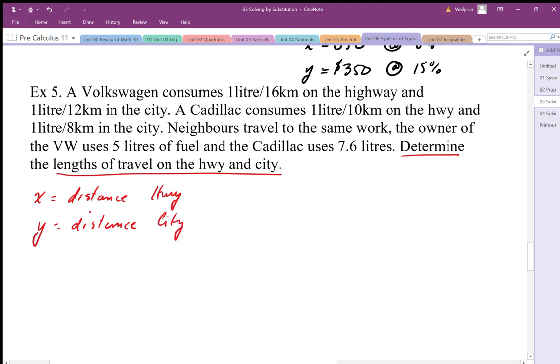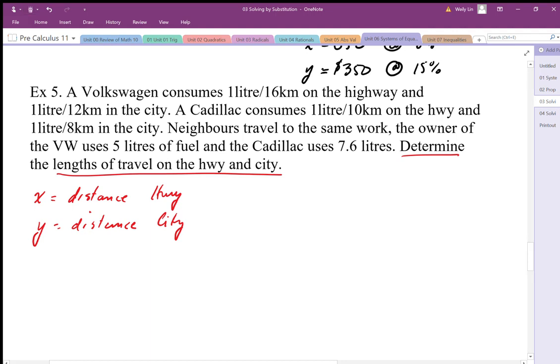We don't really know the total distance, but we're trying to find the length of travel for just highway and just city. Okay, how are we going to do this? What are our two relationships? We can't just do x plus y equals something because we don't know how far we went. So let's take a closer look. We need to come up with two relationships with what we've been given here.